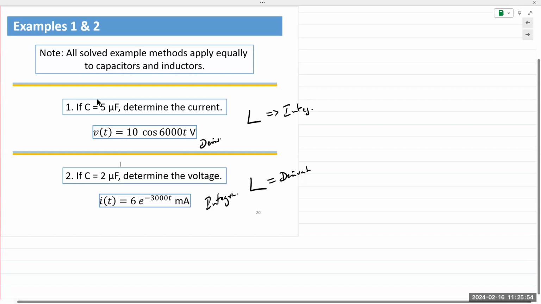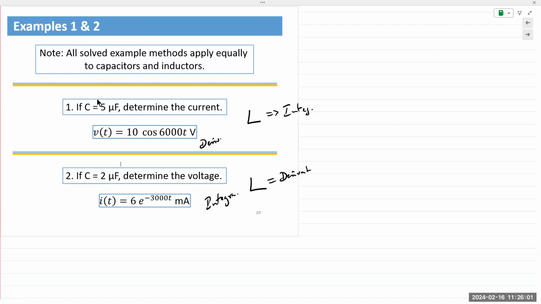Yes. So for number 1, if that was an inductor, you said you would integrate? And that would give you... Yes, okay, yes. It's simply flipped, right?